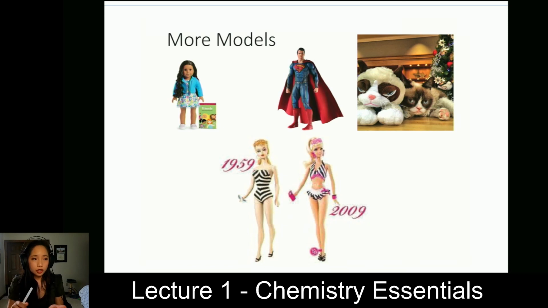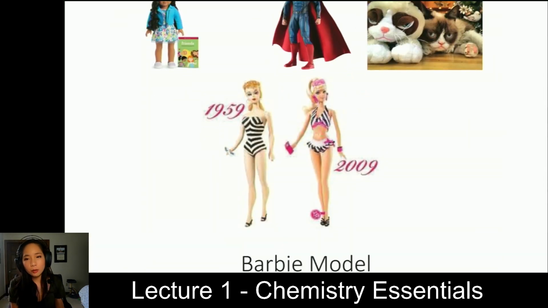Again, models are just physical representations of what is occurring. So here I have an American Girl doll. She is a physical representation of a small child. Here I have an action figure who is the physical representation of the Man of Steel himself. Here's another model, this plushy doll. That is a physical representation of Grumpy Cat. That's another example of a model. And probably the most well-known model is Barbie herself, which is just the physical representation of an adult woman.